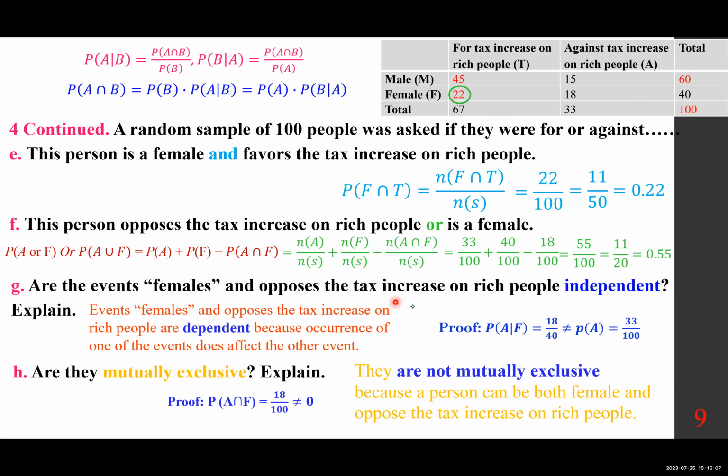So whether you want to prove dependency, independency, mutually exclusiveness, or otherwise, you have to show it with numbers. So this is numerically proved, this is numerically proved, because sometimes the definition is not good enough.